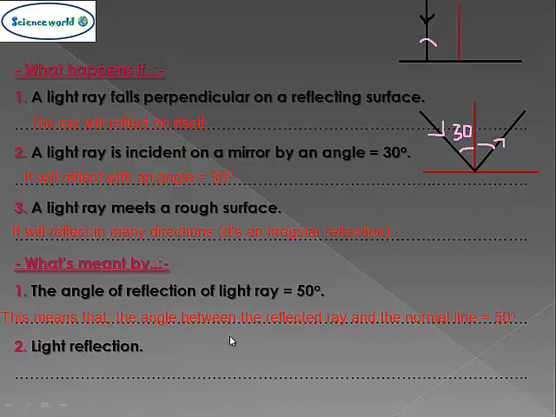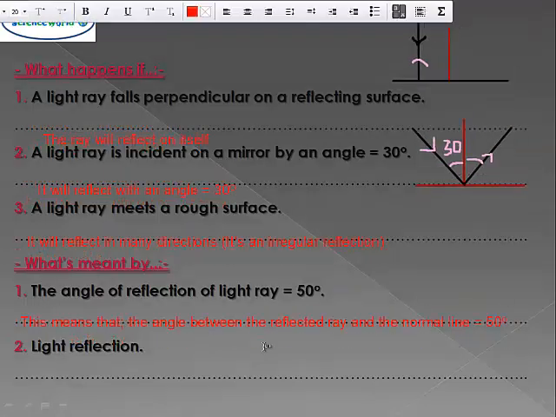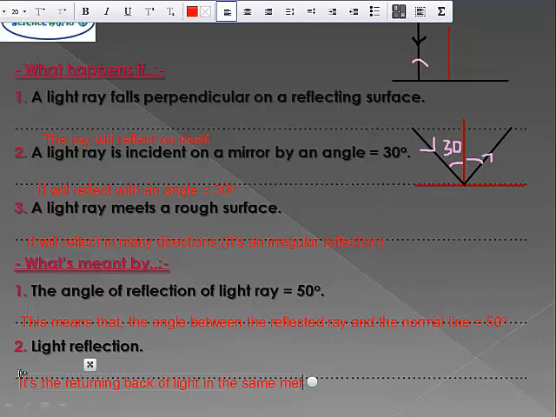Number 2. Light reflection. What is light reflection? It is the returning back of light in the same medium when it meets a reflecting surface.